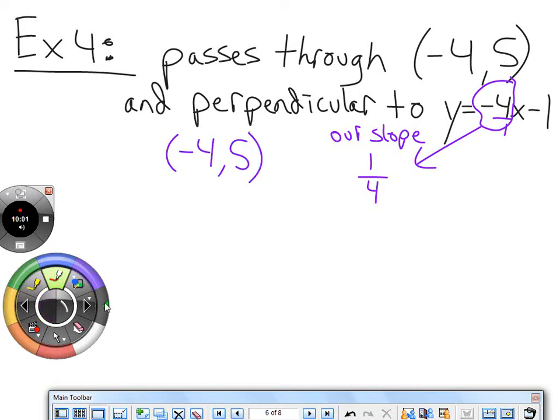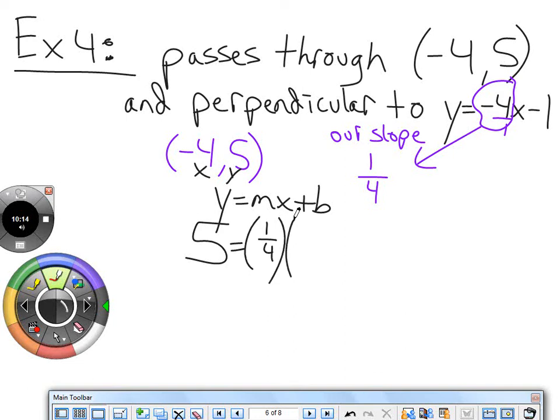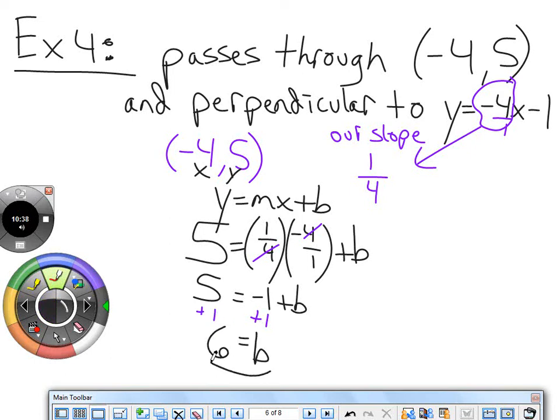We started off the same way, y equals mx plus b. We plug in the point and the slope. So for y, we got 5. For the slope, we got 1/4. For the x, we got -4. And the b, we don't know. We're going to figure it out. So the 4's cancel out. So that's -1 plus the b equals 5. And then I'm going to add the 1. So I've got b equals 6.